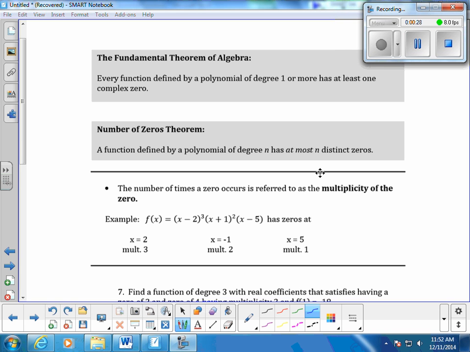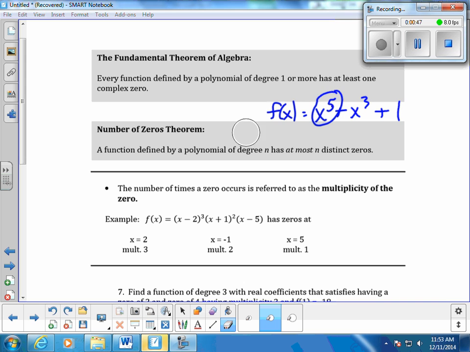An x to the fifth polynomial, so if f of x equals x to the fifth plus x cubed plus 1, because this is a fifth degree polynomial, we can expect that it may have up to 5 zeros. Anyway, if it has fewer than that, it's because there's some multiplicity, and we're going to talk a little bit about that in just a minute.